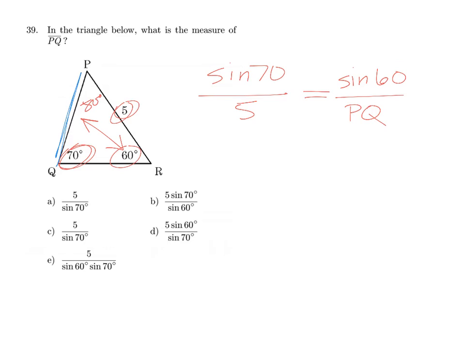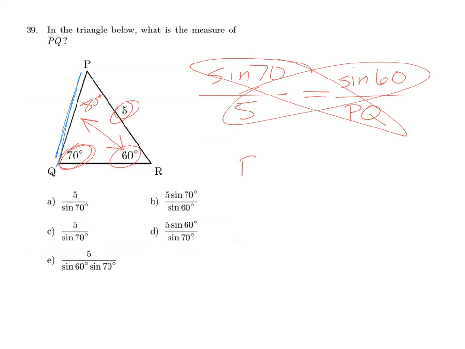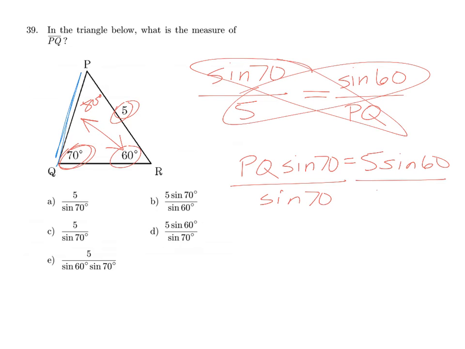All right, this is the law of sines being applied here. So now I cross multiply, and I have PQ times sine of 70 is equal to 5 sine of 60. And I divide by sine of 70. All right, so PQ is equal to what? You don't have to figure it out because it's a multiple choice problem. Everything's left in trig form. Your answer is D. Done.